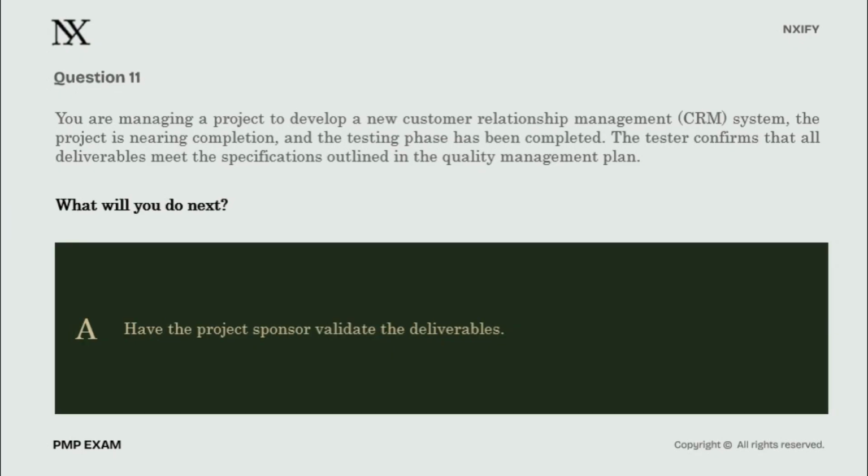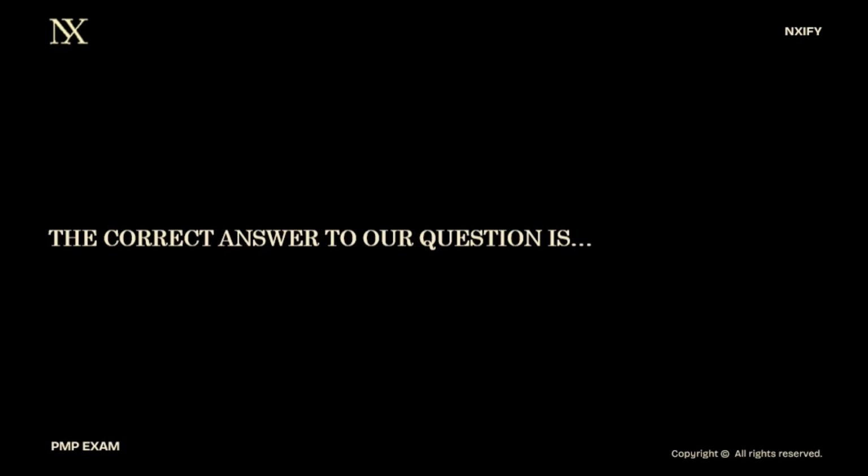Finally, look at option A. Have the project sponsor validate the deliverables. Think about the logic. Our internal testers have already confirmed the verified deliverables meet the quality plan. So, what is next? We need the project sponsor to formally accept them. That is the validate scope process, the deterministic bridge between our team's technical testing and the customer's formal handshake. Validate scope equals formal acceptance. This is a perfect textbook PMI move.